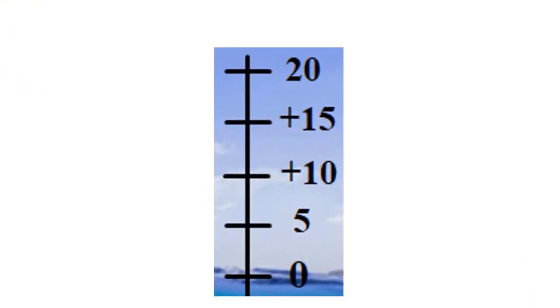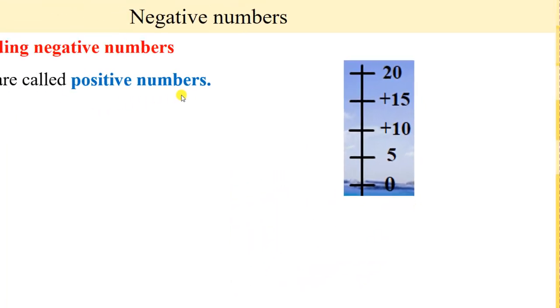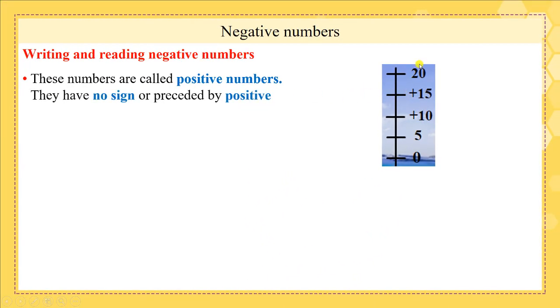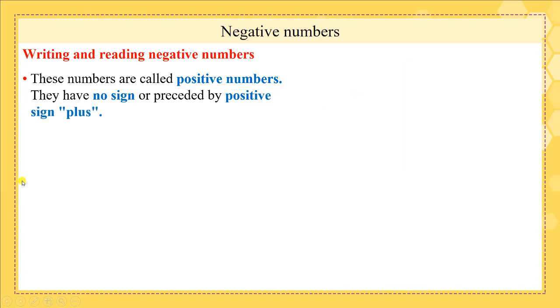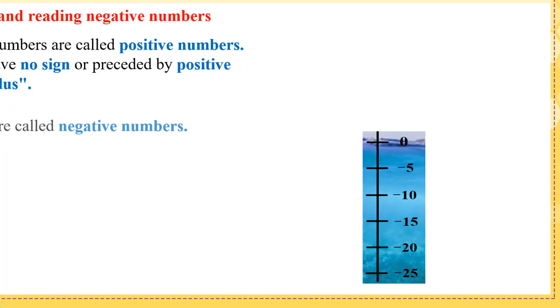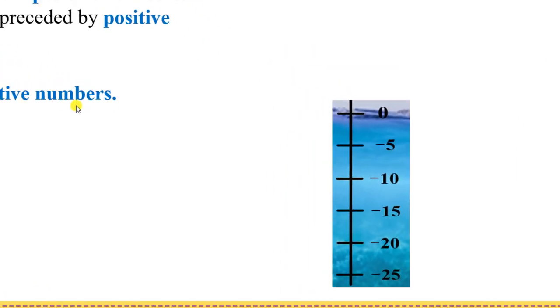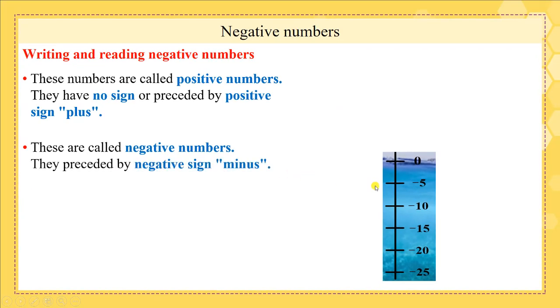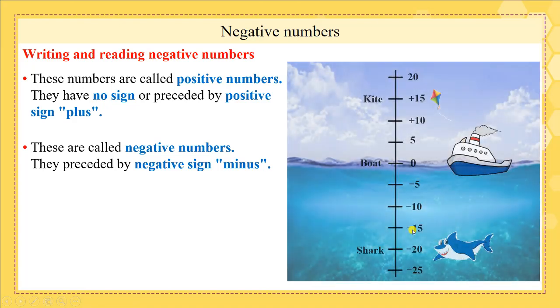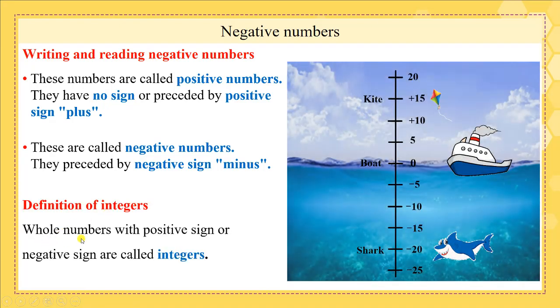These numbers are called positive numbers. They have no sign or are preceded by the positive sign plus. These are called negative numbers. They are preceded by the negative sign minus. Whole numbers with positive sign or negative sign are called integers.